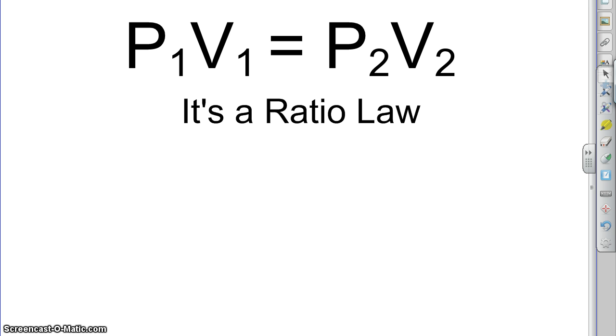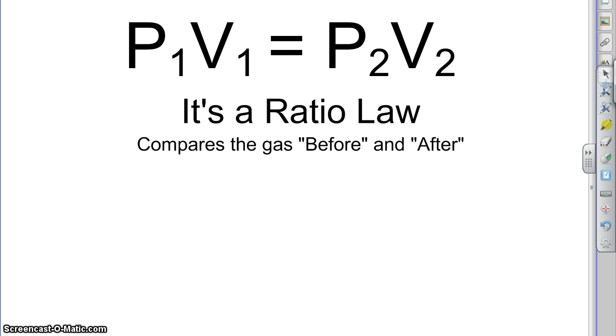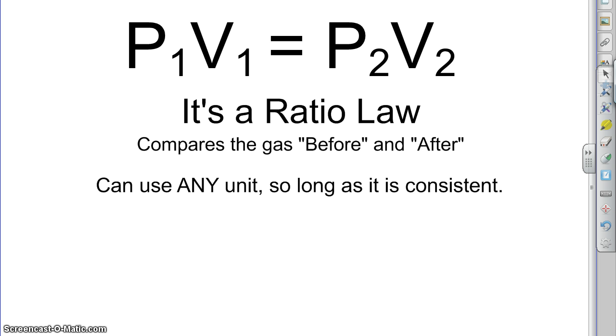So this is known as a ratio law. A ratio law compares something before and after. If we double one thing, what happens to this other thing? So in a ratio law, we compare the before and the after. And with most ratio laws, the units don't really matter as long as they are consistent units.